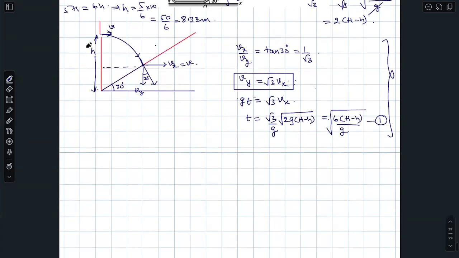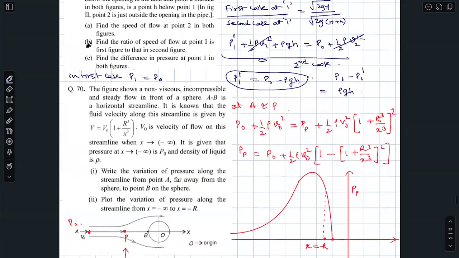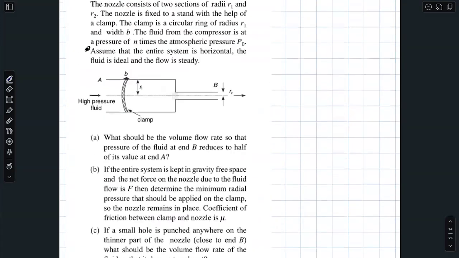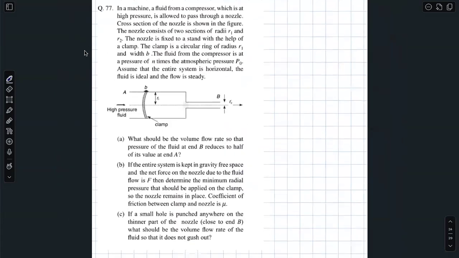Right? So one more problem is left actually. This is the problem. Now everyone start working on this problem. Start now immediately.